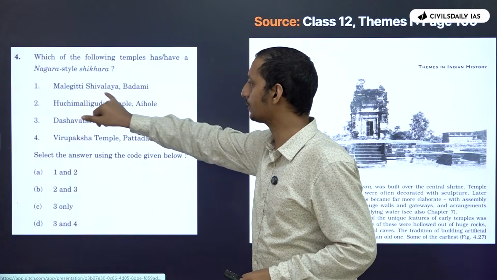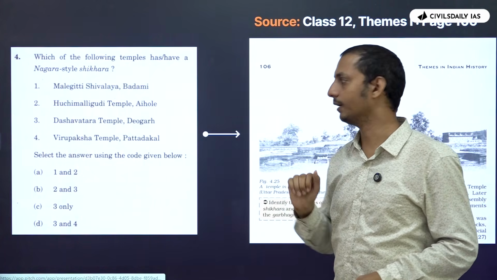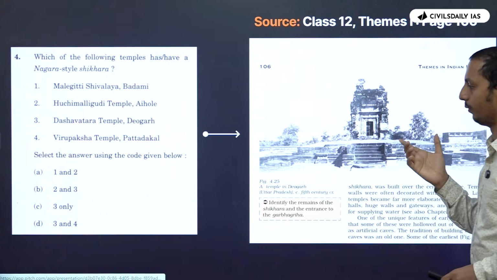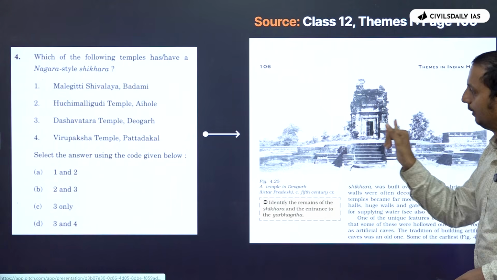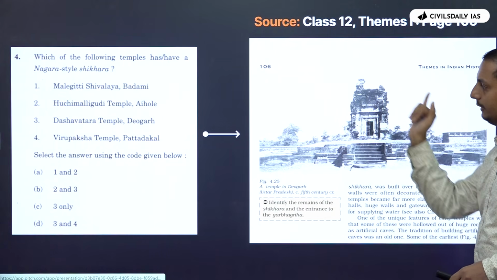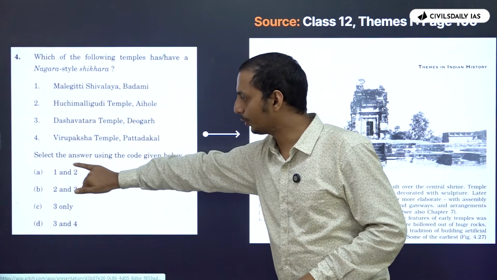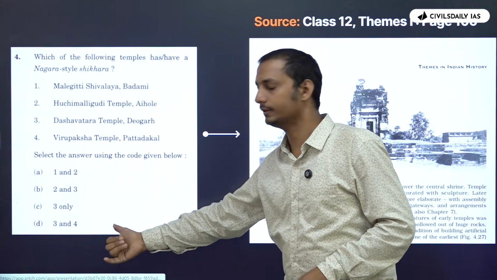Because Malagiti Shivalaya and this particular second question are not provided in the NCERTs, but the Dashavatara temple, Deogarh, is provided in Themes Part 1. The same image you can see here, a temple in Deogarh. It is one of the first Nagara style Shikharas. So here 3 will be coming. So A you can eliminate here. So the answer will be either 2 and 3, 3 only, or 3 and 4.